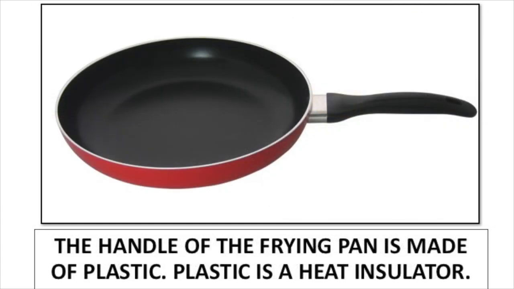But the handle of the frying pan is made of plastic. Plastic is a heat insulator. Yes. What would happen if the handle of the frying pan was made of metal and you tried to touch it? Very hot, yes. We can't use metal for the handle because we can't touch it. It would be too hot. But plastic is not a heat conductor. Plastic is a heat insulator. So that means it protects us from the heat, which allows us to hold the frying pan.